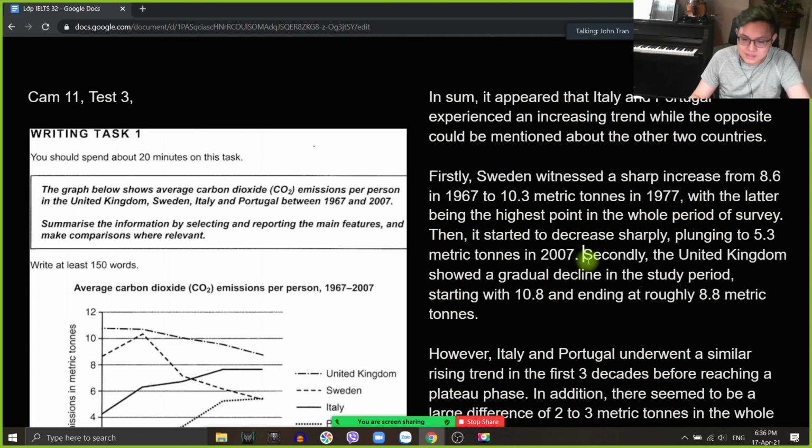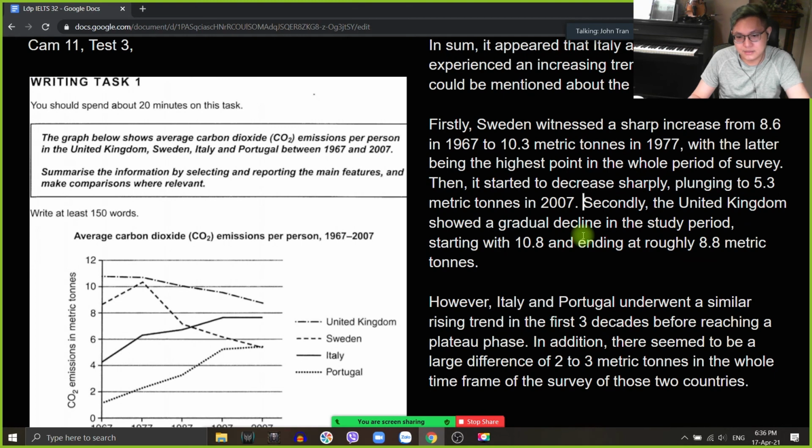And then, secondly, the United Kingdom showed a gradual decline in the study period, starting with 10.8 and ending at roughly 8.8 metric tons.